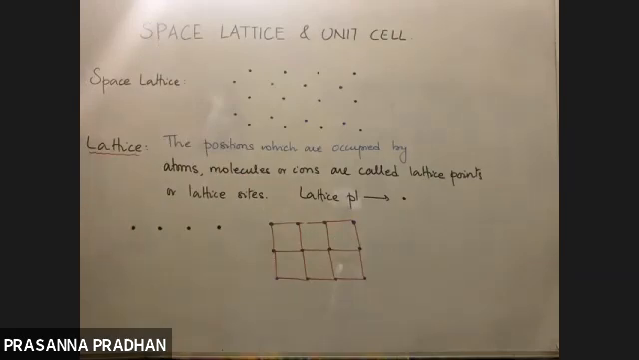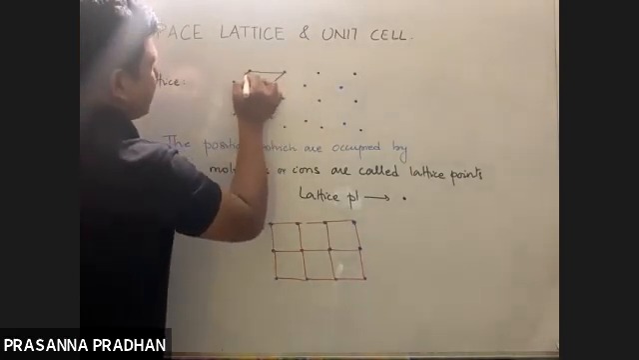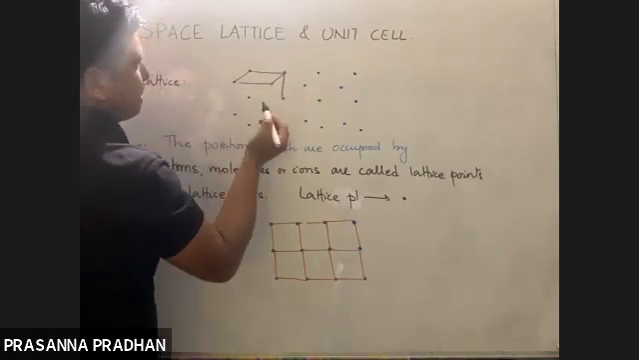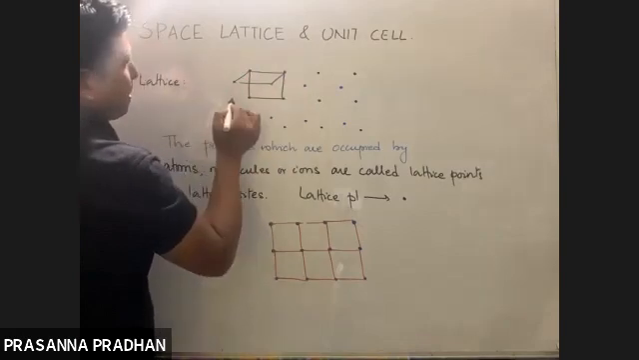So let us join by straight lines again. Let me join them. I can join this, I can join this, I can join this too. I have this. Fine.